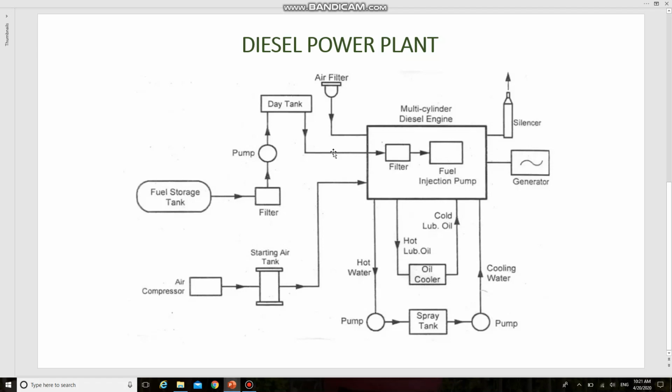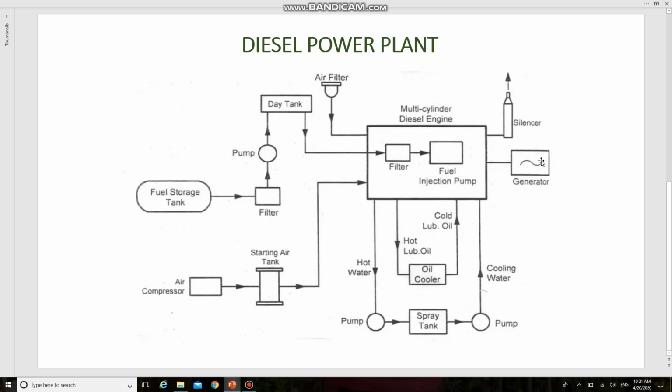The air and fuel are mixed inside the engine, and the charge is ignited due to high compression inside the engine cylinder. The basic principle in diesel engine is that the thermal energy is converted into mechanical energy, and this mechanical energy is converted into electrical energy to produce the power by using the generator or alternator.